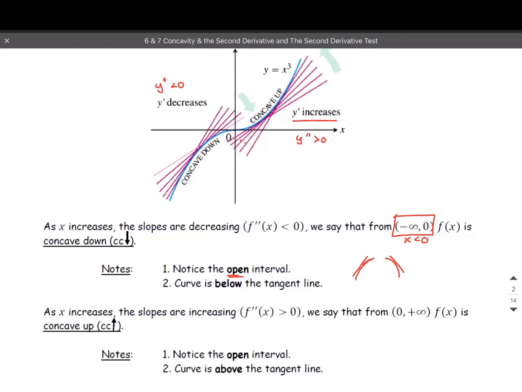As x increases, the slopes are increasing, or the second derivative is positive. In this case, we're on the open interval from 0 to positive infinity, or x is greater than 0. f of x is concave up. Again, open interval, and this time when we're concave up, the tangents are below the curve. Okay, real important to know.